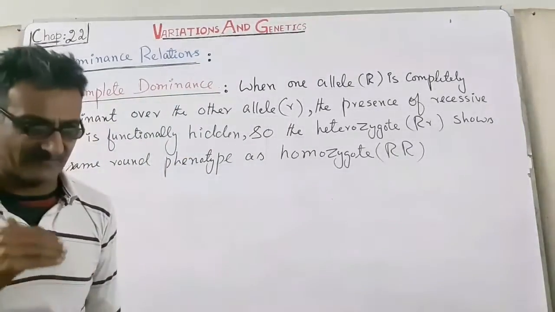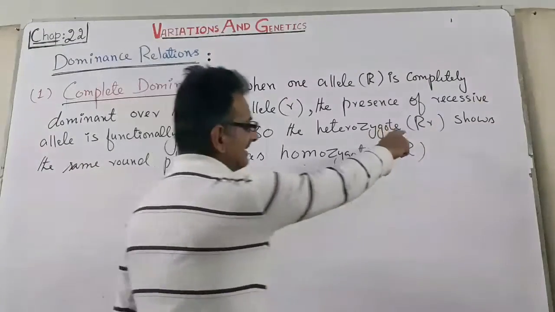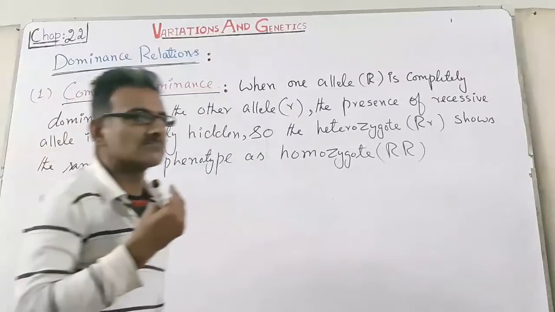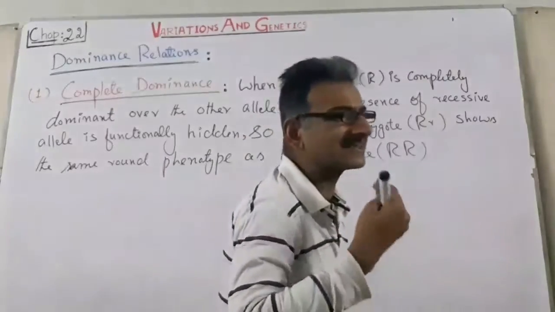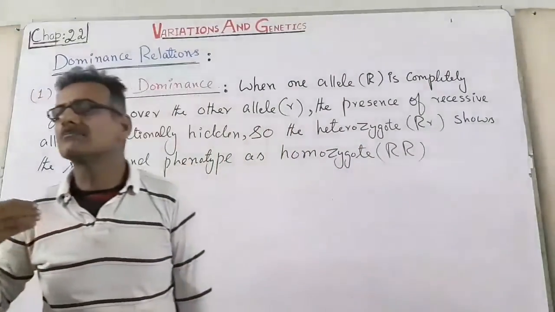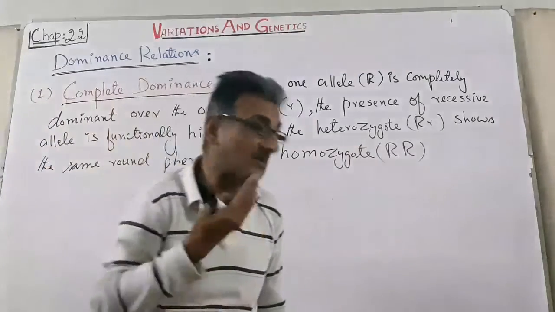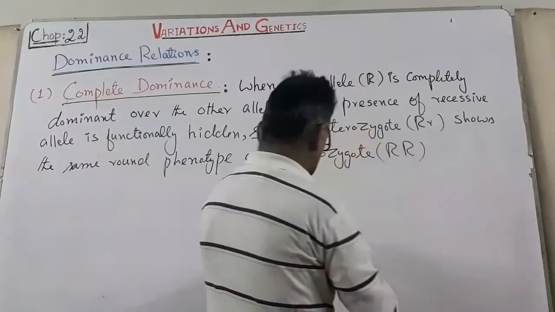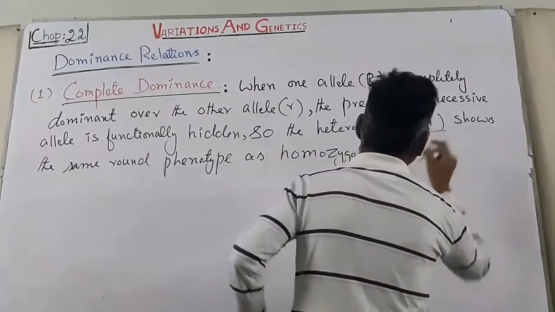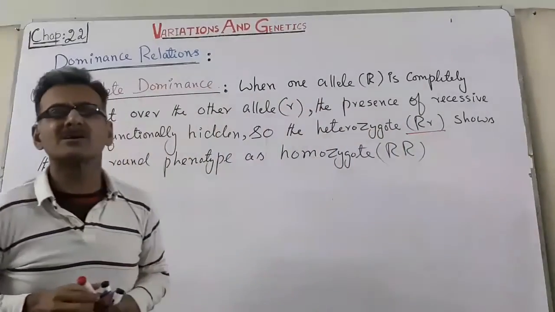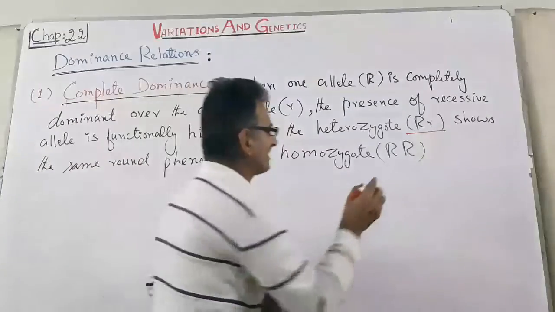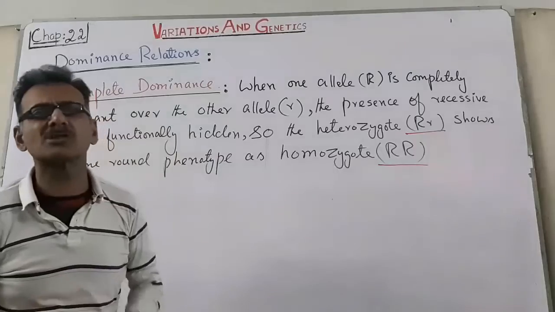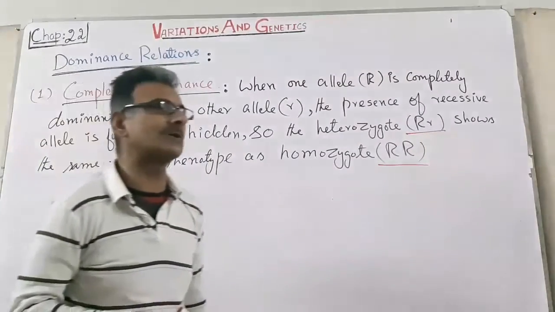But when this combination is present, it is just like the homozygote phenotypically. Capital R small r shows the round phenotype, and the homozygote also shows the same round phenotype.